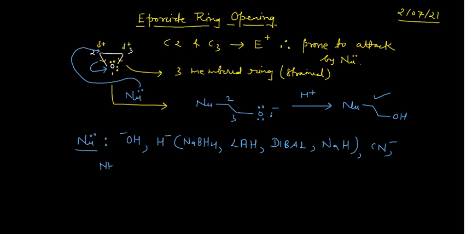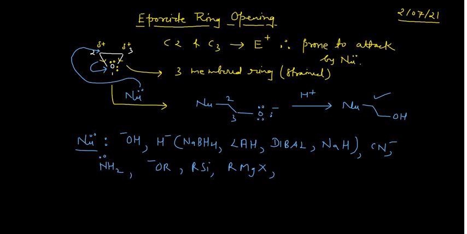You can use amines, you can use alkoxide, you can use alkyl silane, you can use Grignard reagent, and a variety of organometallic reagents you can use. Since all these species are negatively charged, they can easily attack the alpha carbons of your epoxide. This is something very important which you should know.